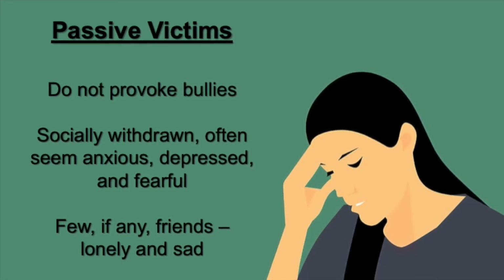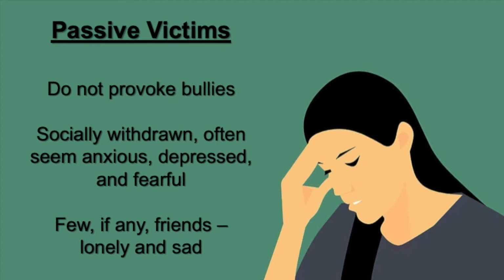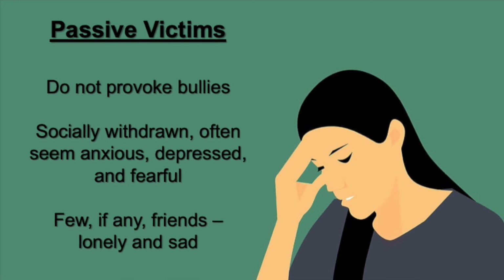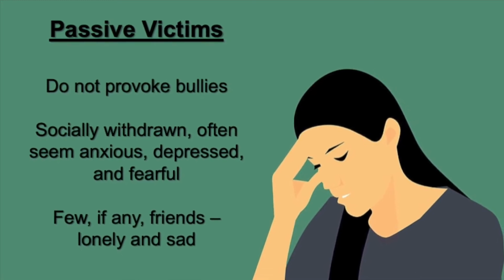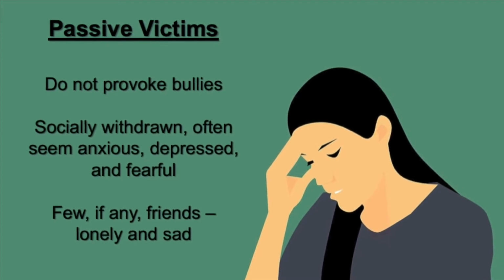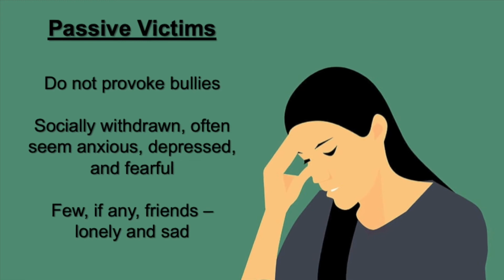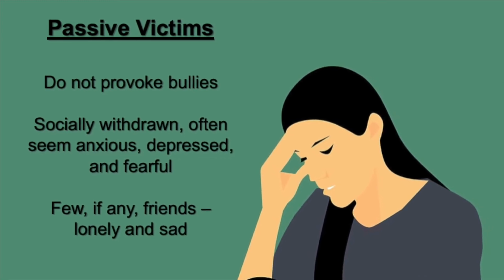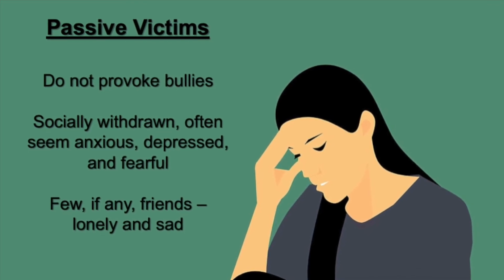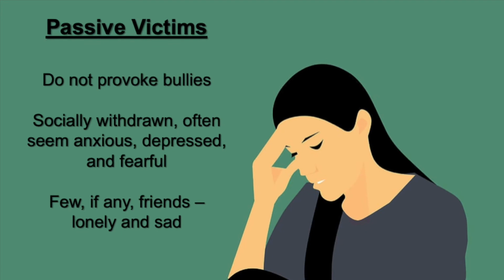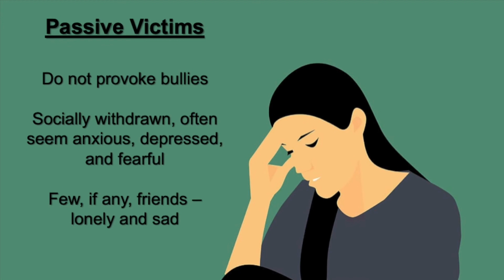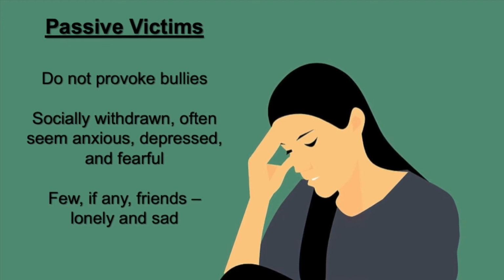The first type of victims are passive victims. They do not provoke bullies, are socially withdrawn, and often seem anxious, depressed, or fearful. They have few, if any, friends and are typically lonely and sad. Passive victims represent the largest group of victimized children. This cluster of symptoms makes them attractive targets for bullies who are unusually competent in detecting vulnerability. In the early grades, initial responses to bullying include crying, withdrawal, and anger. In later grades, they tend to respond by trying to avoid and escape from bullying situations, such as being absent from school or running away from home.